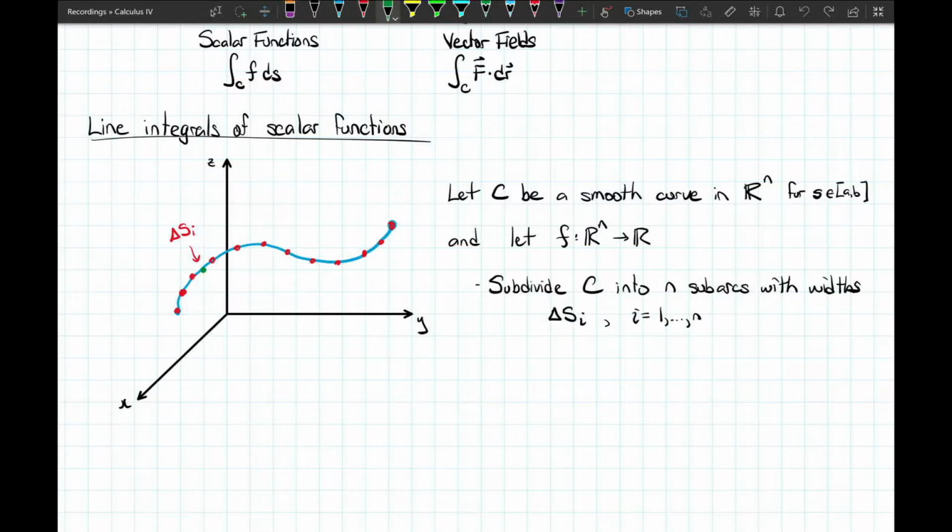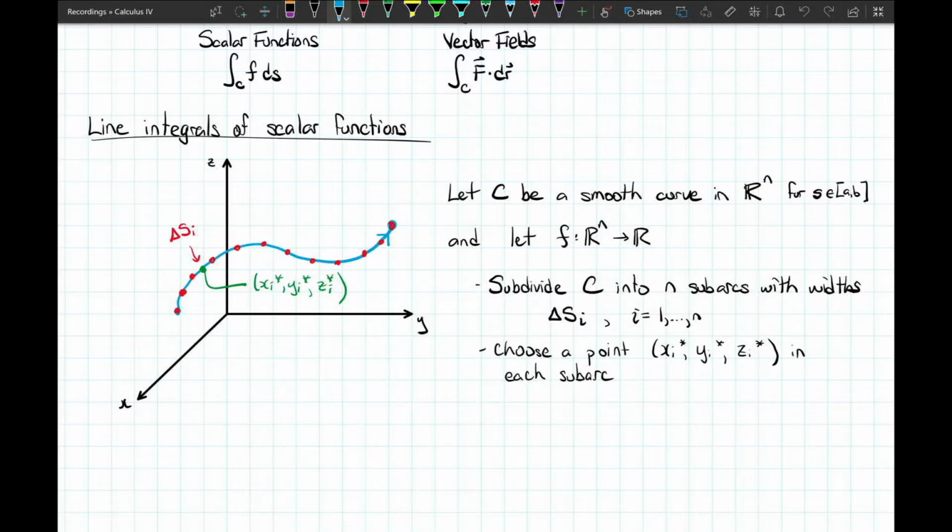Now in each of those sub-arcs, we're going to pick an arbitrary point. It could be a left endpoint or a right endpoint, remembering that, of course, our curve is oriented in the direction of increasing parameter, and that would be where we could get a left or right endpoint, or it could be a midpoint. It could be any point on that sub-arc. Once we've chosen that point, we can plug that into the function f and evaluate the function there. And then we'll take that and multiply by the width of each sub-arc and add them all together. This gives us a sum.